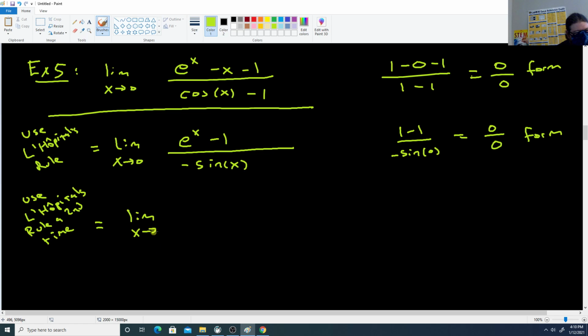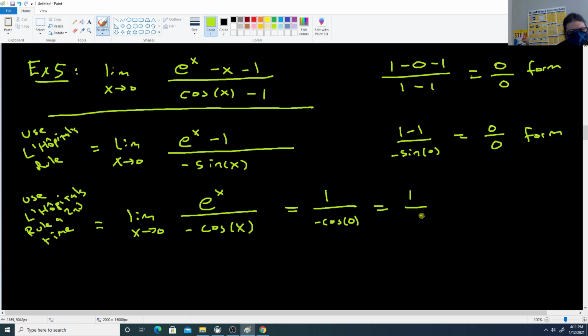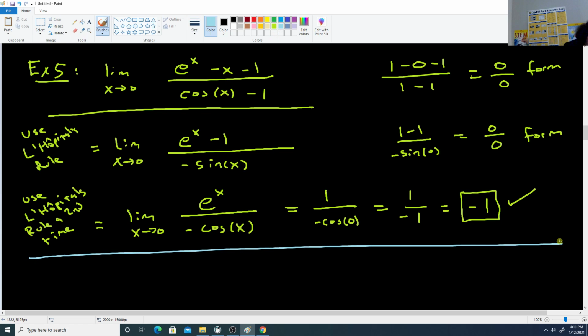Limit is still as x approaches 0. The derivative of the top, e to the x is e to the x. The minus 1 drops. Negative sine of x has derivative negative cosine of x. So now when we substitute 0 in, e to the 0 is 1 over negative cosine of 0. So that's 1 over cosine of 0 is 1, so that's 1 over negative 1 is negative 1. And we finally are able to get our limit after using L'Hopital's rule twice.